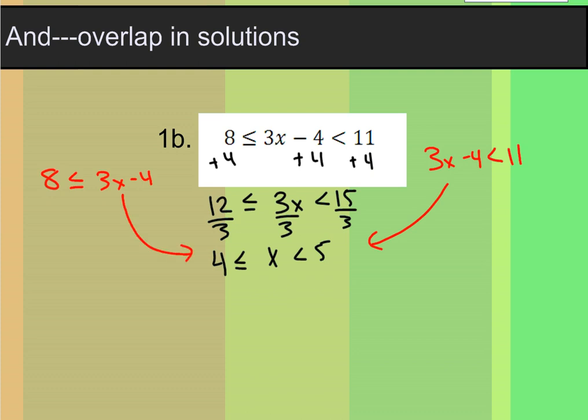So now when I put it together on a number line, one, two, three, four, 5. There's 4, there's 5. 4 is going to be less than or equal to. 5 is going to be just less than. So it's going to be just this little window in there.